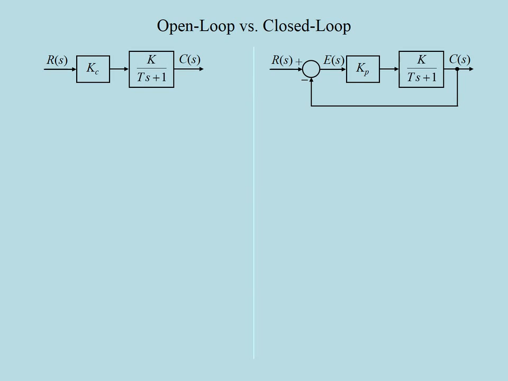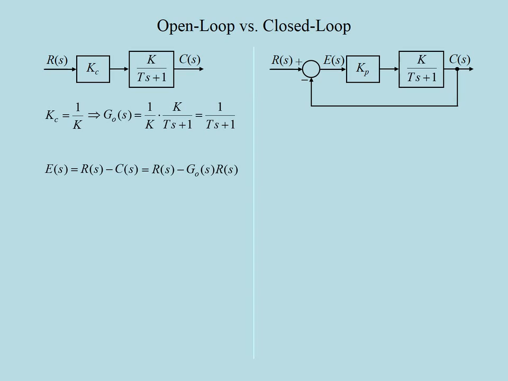First, we derive the steady-state error for the open loop controller. Let us choose the controller gain as the inverse of the plant gain, that is 1 over K. This will give a unity gain from the reference input to the output, denoting the overall transfer function with GO. The error in the Laplace domain, that is R of s minus C of s, can be written as 1 minus GO multiplied by R of s.